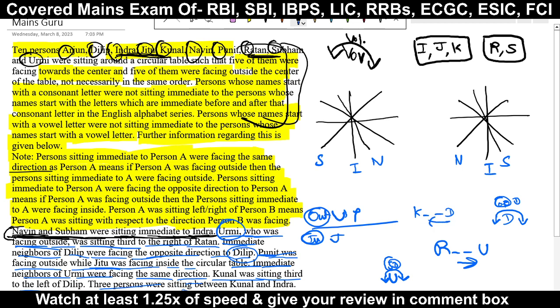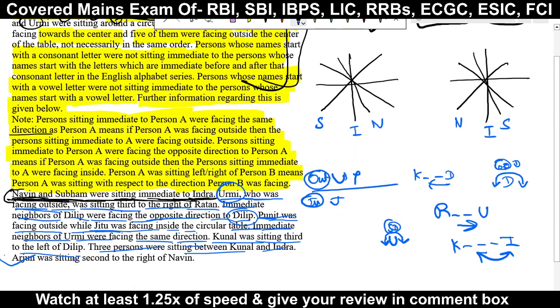Okay, 3 persons were sitting between Kunal and Indra. So 3 persons will be there between K and I, and we don't know the direction. This can be in any direction. Arjun was sitting second to the right of Naveen.